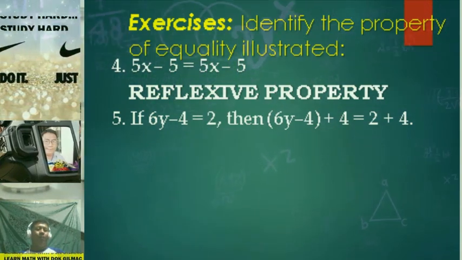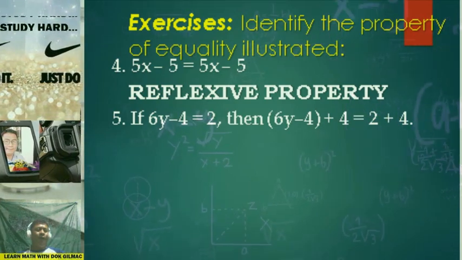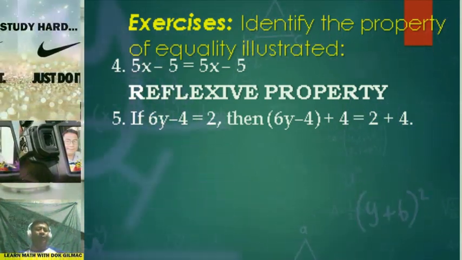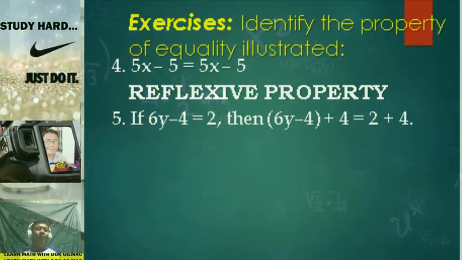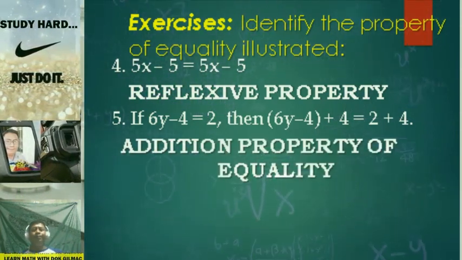Number 5. If 6y minus 4 is equal to 2, then quantity 6y minus 4 plus 4 is equal to 2 plus 4. As you can see, 4 is added to both sides of the equation. So this is simply the addition property of equality.